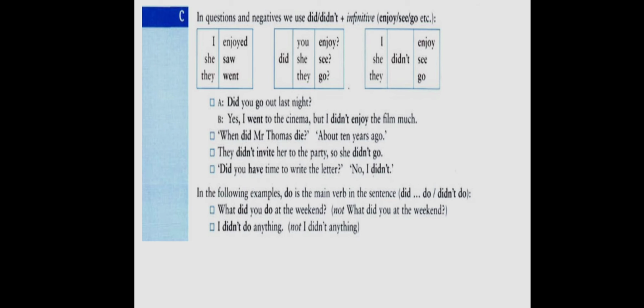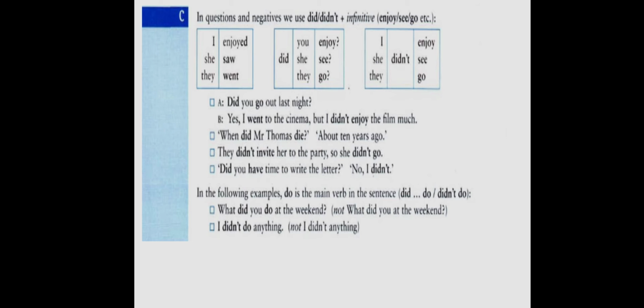Did you go out last night? This is the verb. Did you go out last night? Yes, I went to the cinema. Here, the speaker should have said, yes, I did, full stop, I went to the cinema. Another sentence: but I didn't enjoy the film. When we say, did you go out last night? Last night means past. That's why the question is used in the past simple.